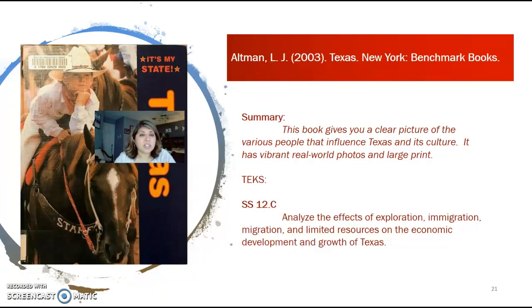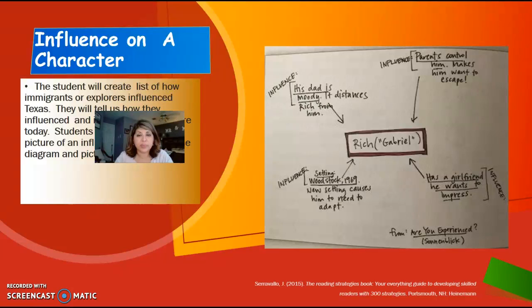The next text I chose is It's My State, Texas. This book gives you a clear picture of various people that influence Texas and its culture. It has really nice photos and large print. I chose to focus on Social Studies TEKS 12.C: analyze the effects of exploration, immigration, migration, and limited resources on the economic development and growth of Texas.